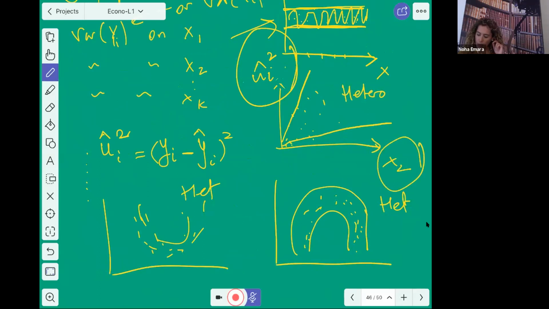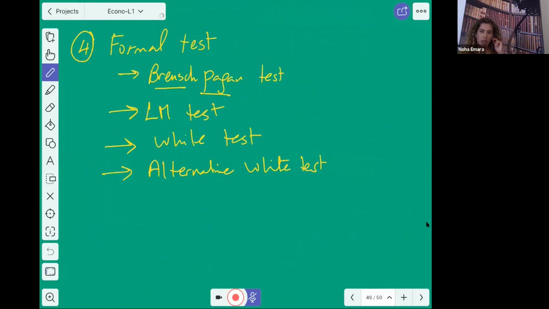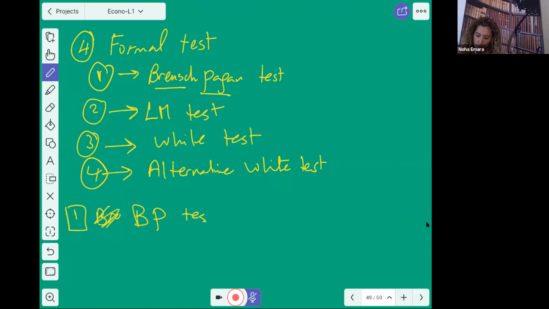So we're going to do a test, and anytime you see the word test, you need to see a null and an alternative hypothesis. I'm going to start with my favorite one, because it's easy, straightforward, and the most commonly used test. You know what? I'm going to call it the BP test. From now on, we're going to call this one the BP test.